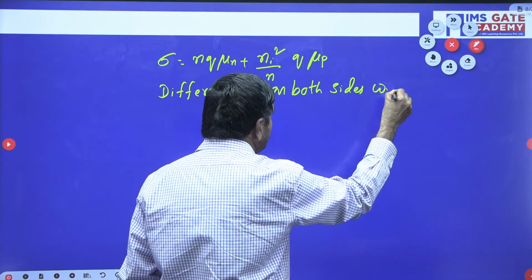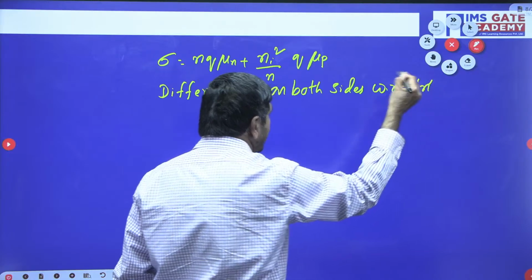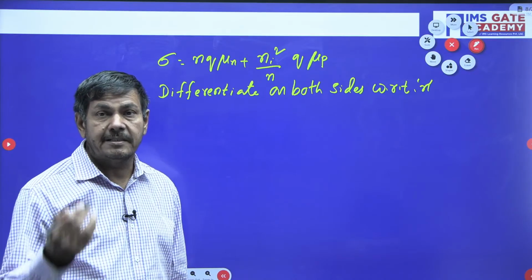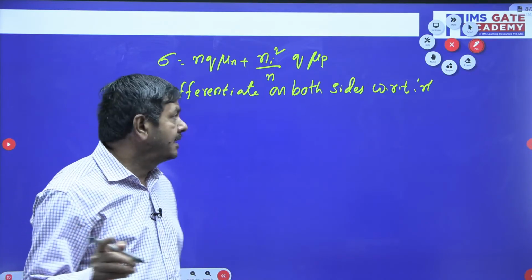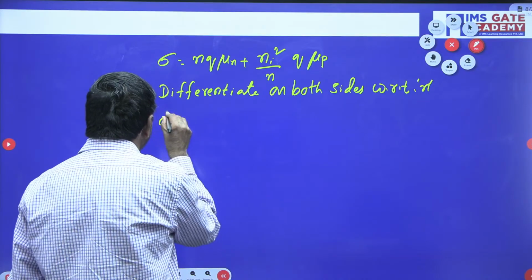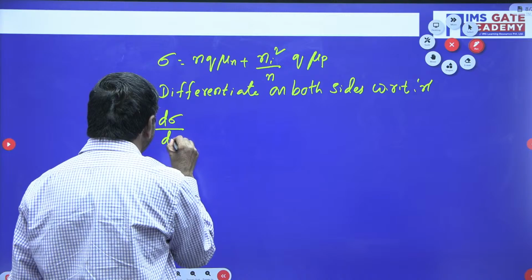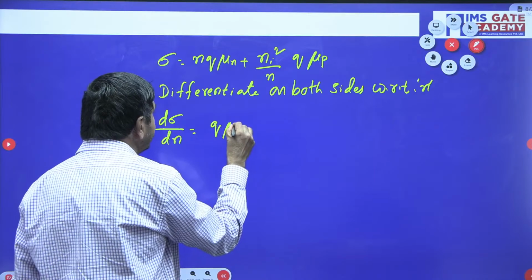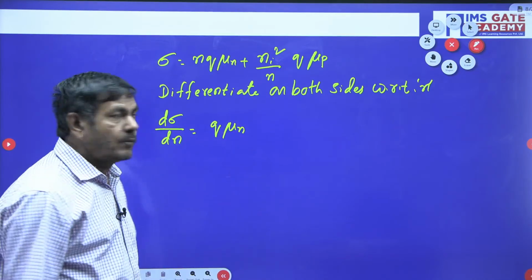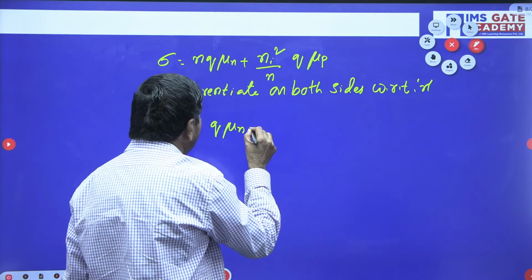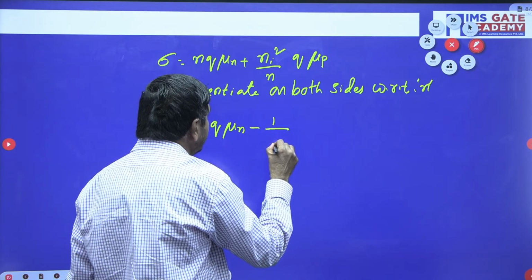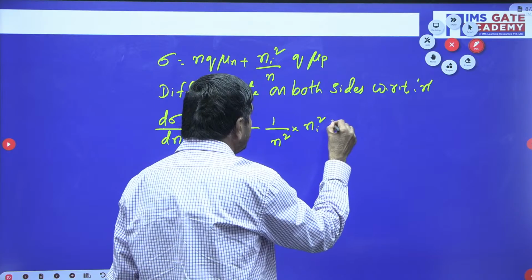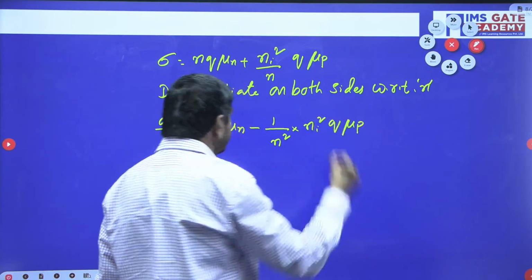Sir, why are you applying differentiation? With differentiation, I can equate it to 0 as per maximum and minimum. Differentiation is a must, understand. So I want to calculate d sigma by dn. With respect to n, the derivative of n is 1, giving q into mu n. Here the derivative of 1 by n is minus 1 by n square, into ni square into q into mu p.